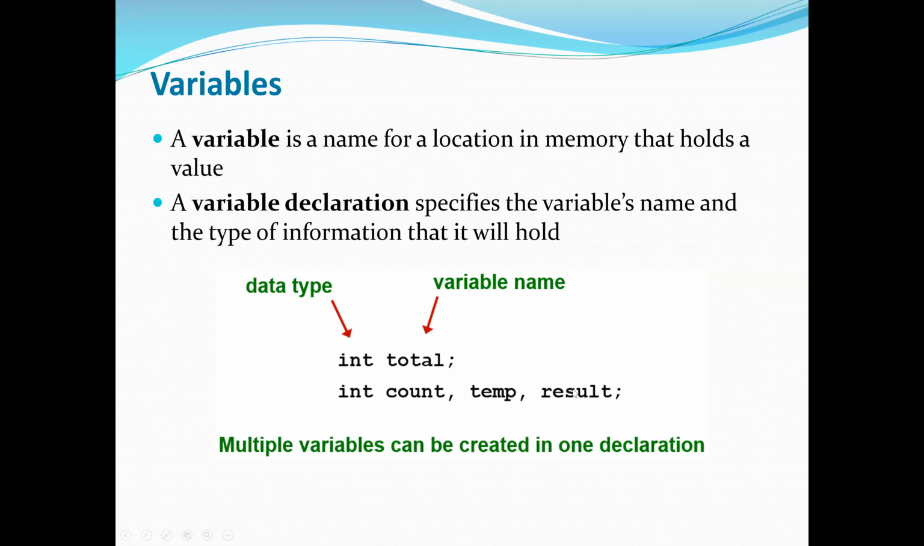So how do we declare a variable? What's the reason why we declare a variable? Because we want to store data. So a variable is a memory location.